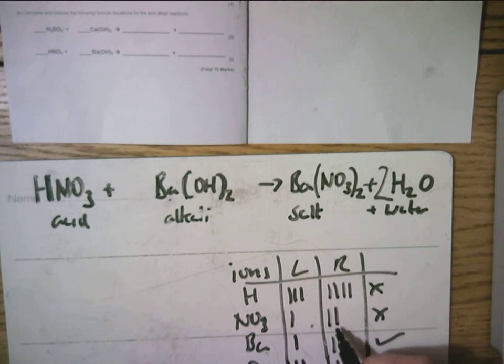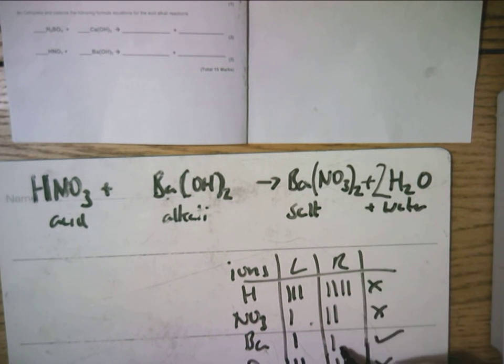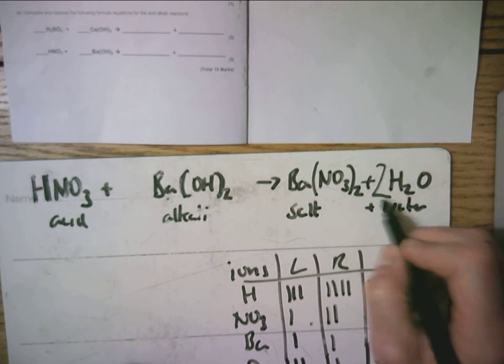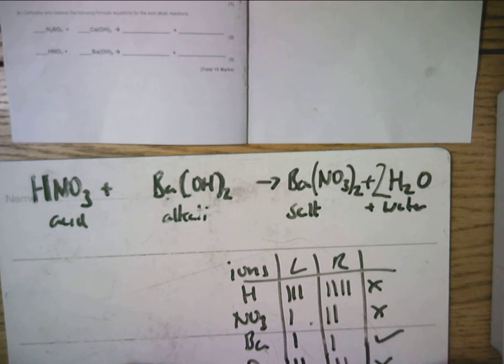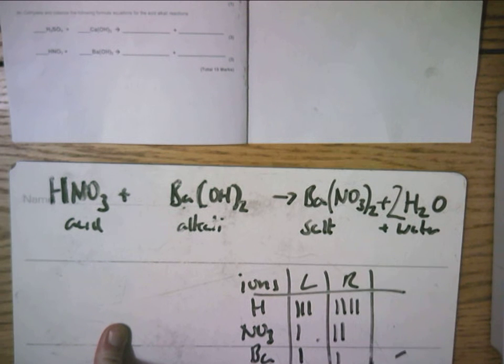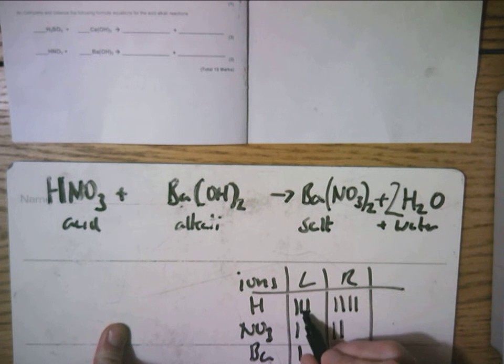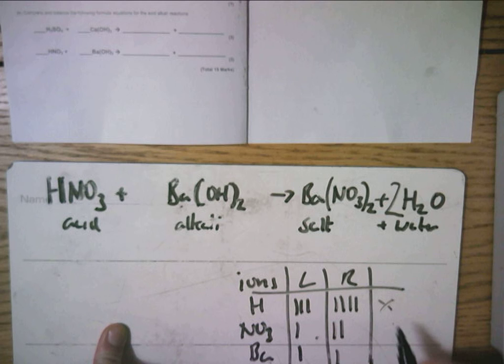Nitrates have stayed the same at 2. Barium stays the same at 1. Oxygens, I've now got 2 times 1. I've got 2. Let's look at our balance now. Have things got better? Well, 3 is now 4, so it's still not balanced. 1 is still 2, that's not balanced. 1 and 1 is good, and 2 and 2 for oxygens is good.